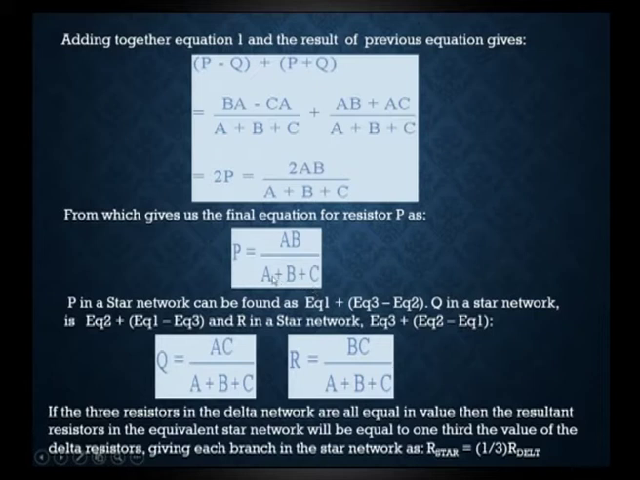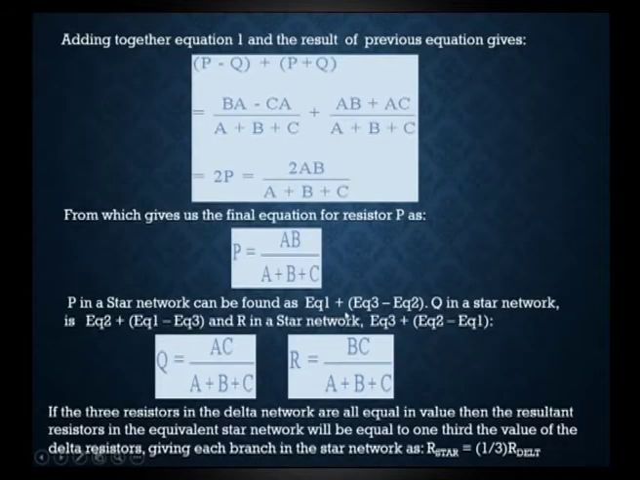So, this is the P value for a star network. Similarly, this is how we got P for a star network through the delta network, that is equation 1 plus equation 3 minus equation 2, as we solved in steps. So, for Q in a star network, we replace 1 with 2, 2 with 3 and 3 with 1. So, here Q in the star network is equation 2 plus equation 1 minus equation 3, that gives the Q value, that is Q is equal to AC divided by A plus B plus C.